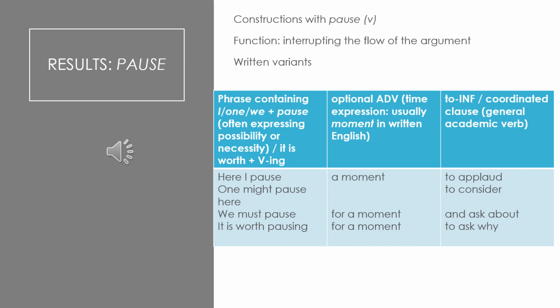This is followed by a time expression or an expression. Usually in the written variants we only get time expressions. Here, I pause a moment, and then by an infinitive to describe the activity that the author is about to carry out. Here I pause a moment to applaud. One might pause for a moment to consider. We must pause for a moment and ask about. So coordinated clauses, as we've seen, are also possible, either infinitive or coordinated clause.